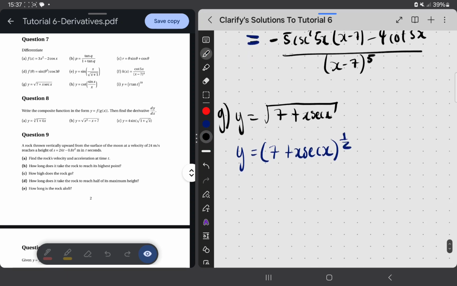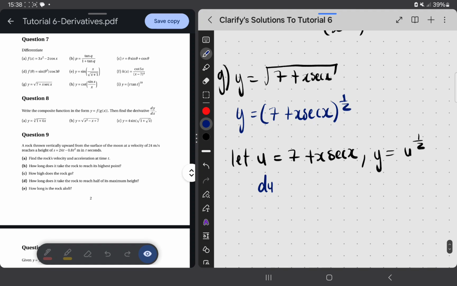Now, once I have it like this, I can deal with it, because I can see that this is just a composite function: the inside raised to the power of the outside. So I can say let u be equal to the inside, 7 plus x sec x. Then that means that y will now be u to the power of half. Now let's deal with it.